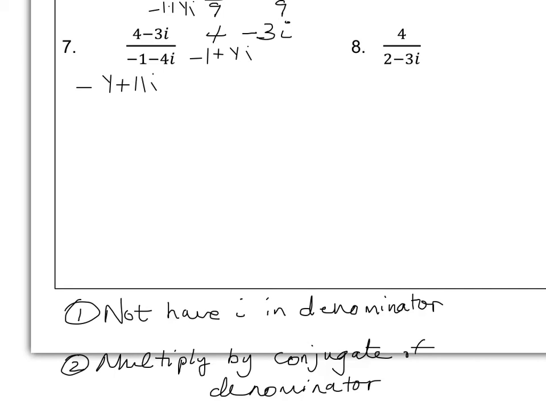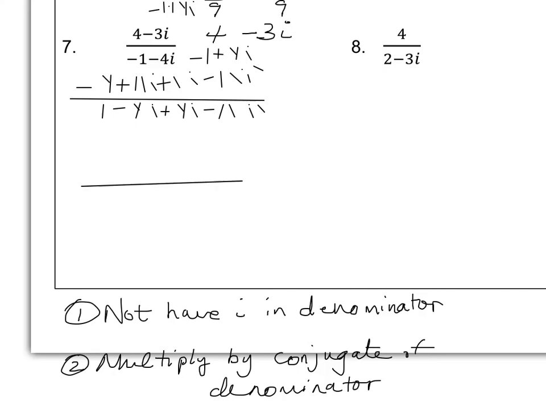Inside is 3i. And last is negative 12i squared. And on the bottom, first times first is positive 1. Outside is negative 4i. Inside is positive 4i. And last is negative 16i squared. Okay? And now we've got to simplify it.